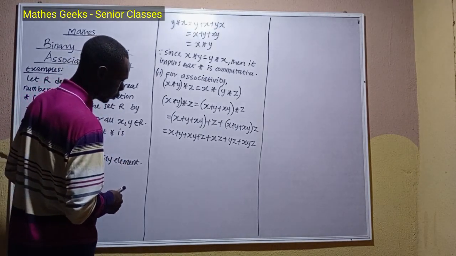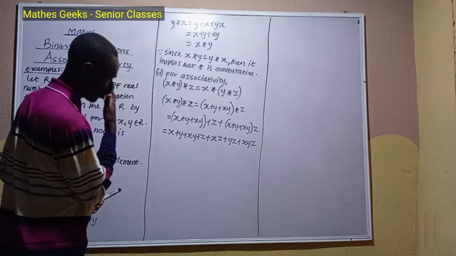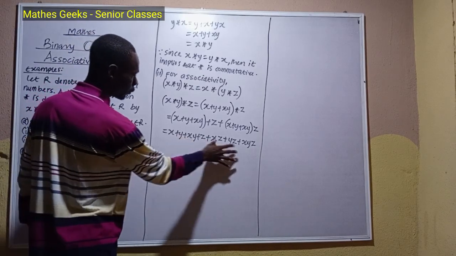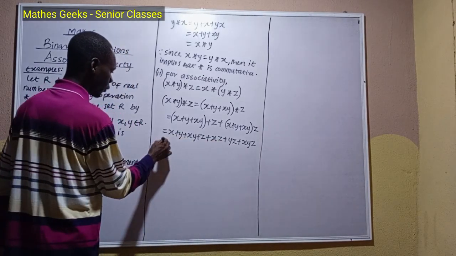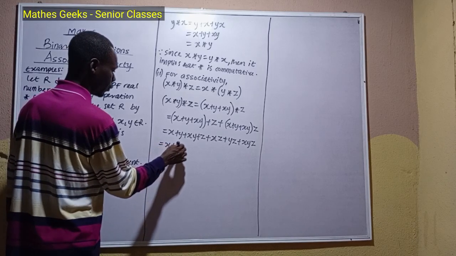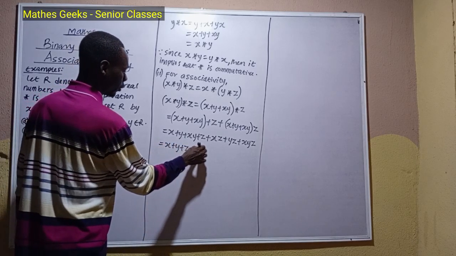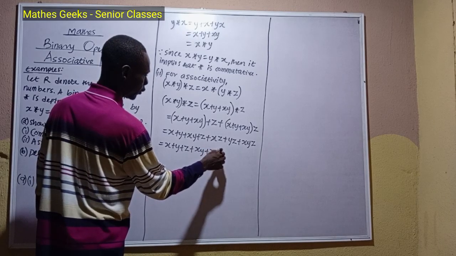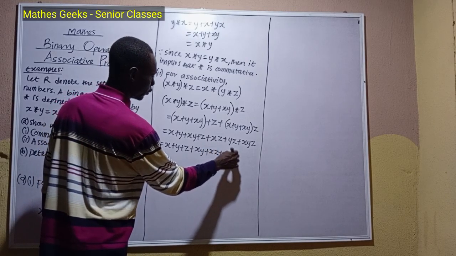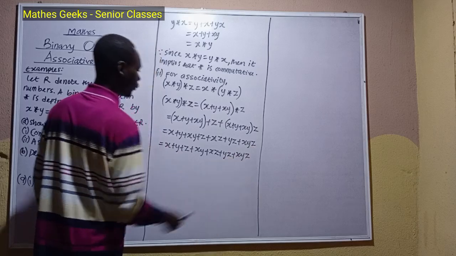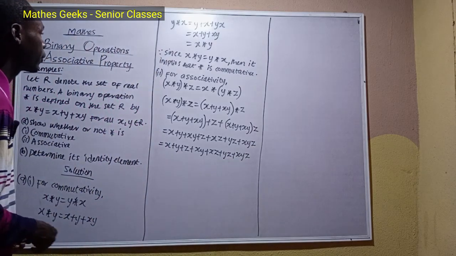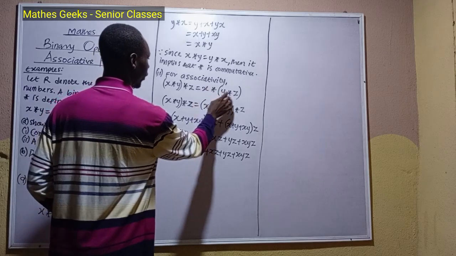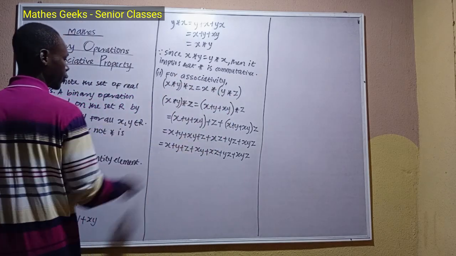Let's see this. If we have commonality, we can add terms together. We have xy here, so this will give us x plus y plus z plus xy plus xz plus yz plus xyz. So that's for x star y star z. So let's see if x star y star z will give us the same result.